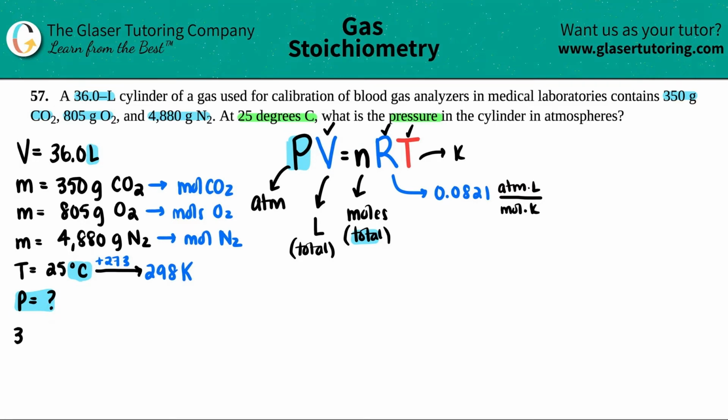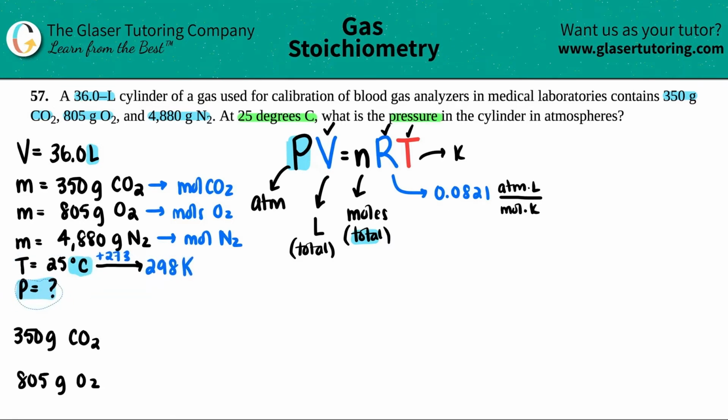We got 350 grams of CO2, and maybe I'll do these in a couple of different shots here. So let's see, we got 350 grams of CO2, we got 805 grams of O2, and then maybe I'll put the other one, let's see, maybe we squeeze it.